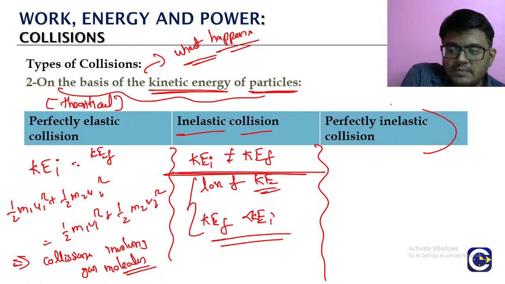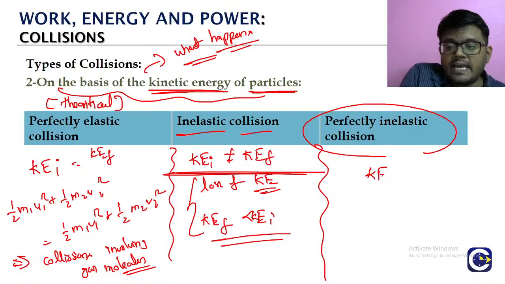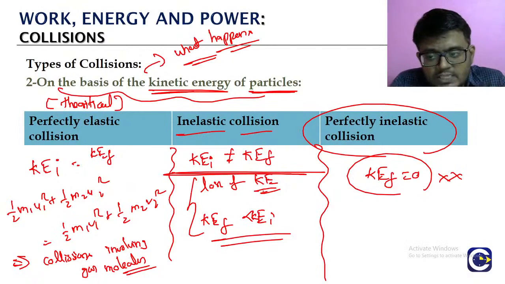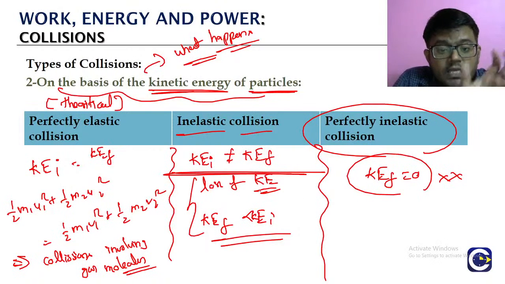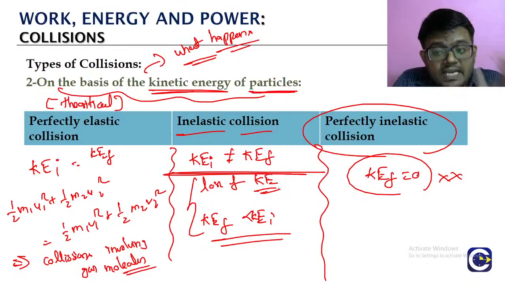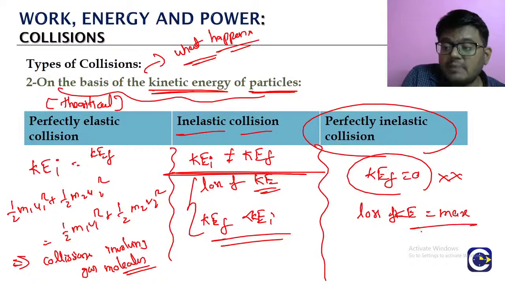And the right side, what is it? Perfectly inelastic collision. Some of us might think that in a perfectly inelastic collision the final kinetic energy is zero, but that is not going to happen. The final kinetic energy will not become zero. Because when we say inelastic collision, we are saying there is a loss of kinetic energy. In a perfectly inelastic collision, the loss of kinetic energy is going to be the maximum.